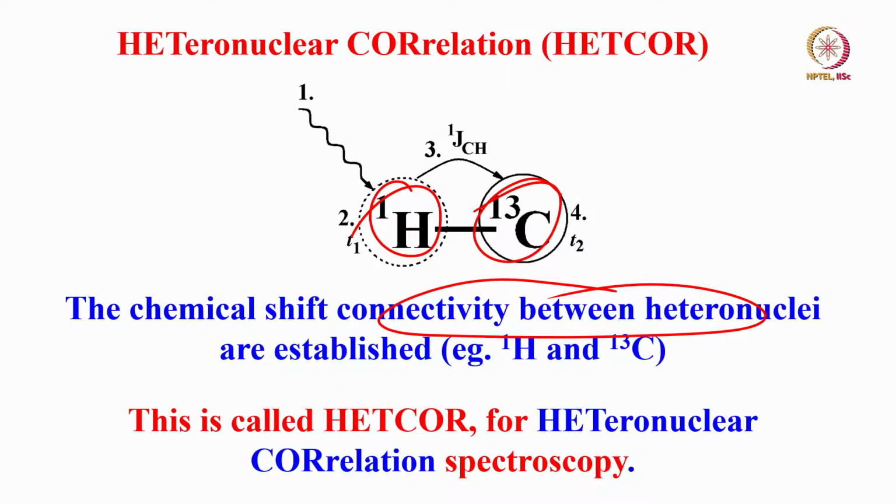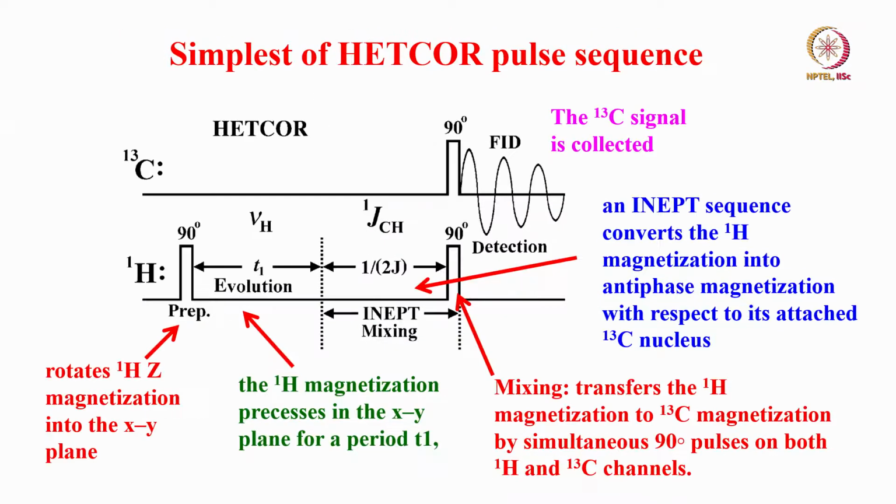What did we do in COSY? We identified 2 coupled partners, whose chemical shifts are on the diagonal, which we identified very easily. So, it establishes the chemical shift connectivity among homonuclear spins in COSY. In this case we are establishing chemical shift connectivity between 2 heteronuclei. That is why it is called heteronuclear correlation experiment, or HETCOR, heteronuclear correlation spectroscopy.